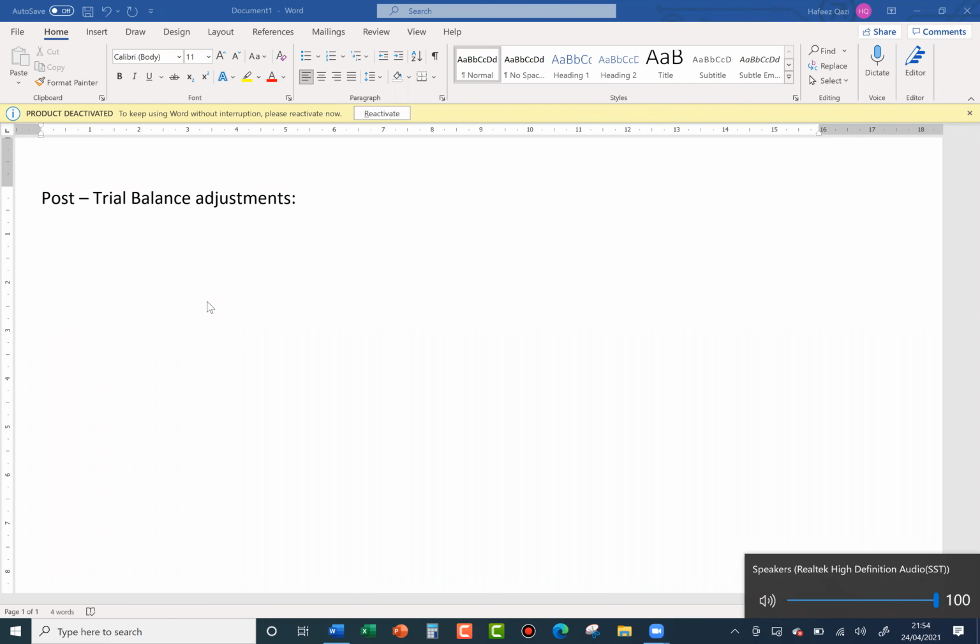Hello. In this session, we are going to look at post-trial balance adjustments. These are those adjustments which have to be determined and calculated once the trial balance has been prepared, because the effect of these adjustments still remains outstanding in the trial balance. And before the completion of financial statements, we must complete these post trial balance adjustments. They are of very many types.